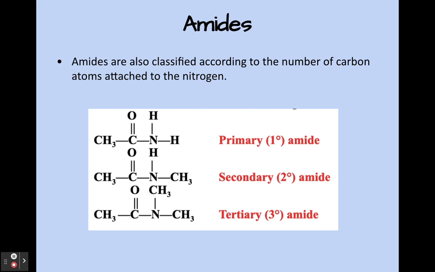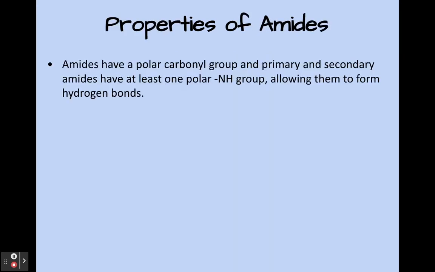So just like the amines, they can also be classified according to the number of carbon atoms attached to the nitrogen. So if we look at the nitrogen, if it's only attached to this carbon, which is double bonded to O, that's the primary amide. If this nitrogen is also bonded to another carbon and one hydrogen, that's a secondary amide. And if this nitrogen is bonded on all 3 sides to carbon, we get a tertiary amide.